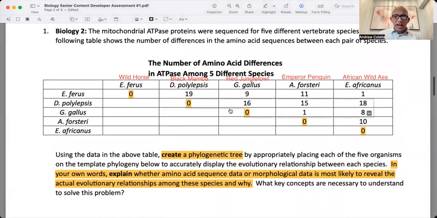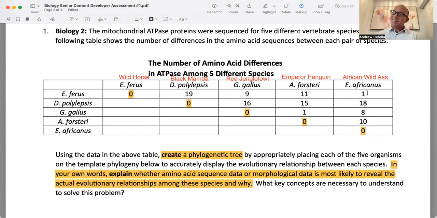Well, as we're analyzing this data, I'm going to start with E. ferus right here, the wild horse. It has a ton of differences between the amino acids in the ATPase for a wild horse and the black mamba. That's a big difference right there. I'm looking at all the other numbers going across. Ooh, this one stands out to me also. This one stands out to me as being really close.